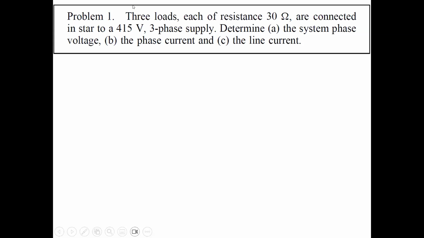So the first problem here is: three loads, each of resistance 30 ohm, are connected in star to a 415 volt three-phase supply. Can you draw quickly what it would look like? It's a star connection. Identify the line voltage and phase voltage, all the different quantities you can identify.